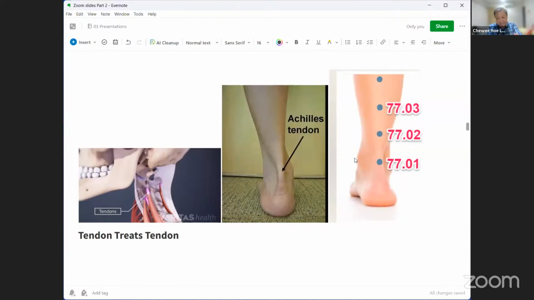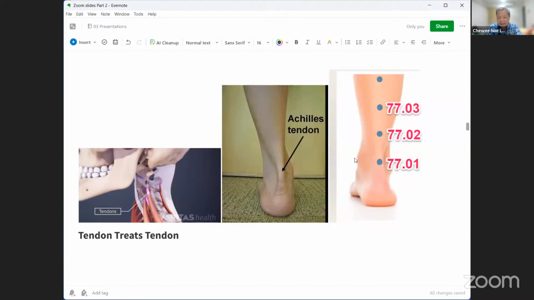Tendon treats tendon. If you have a tendon issue, you should put a needle in another tendon. Tendon treats tendon. All right. Neck pain. Many times the neck pain is due to tendon. It's not necessarily due to a bone spur. All right. So if you have a neck pain which is tendon related, you then needle the Achilles tendon.